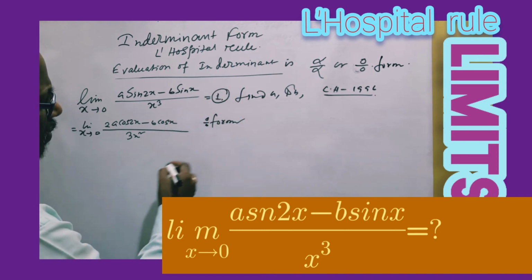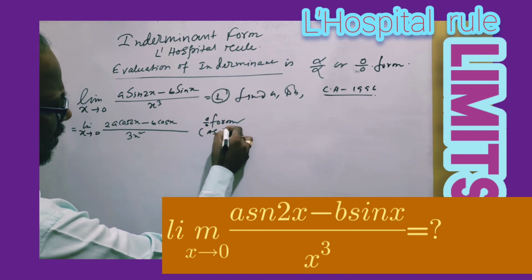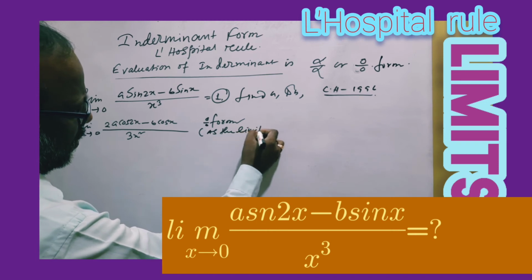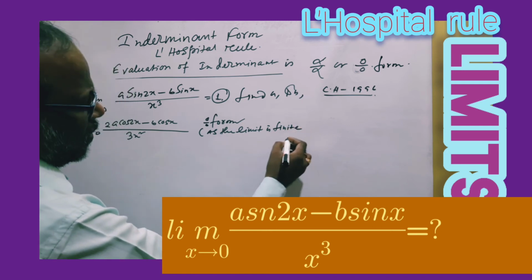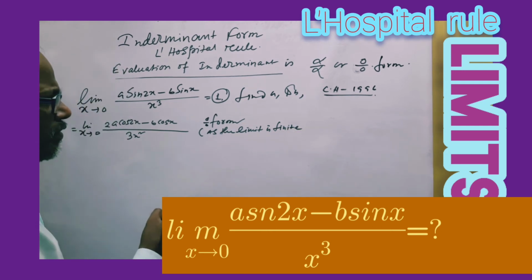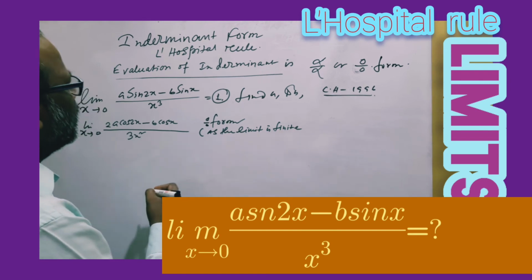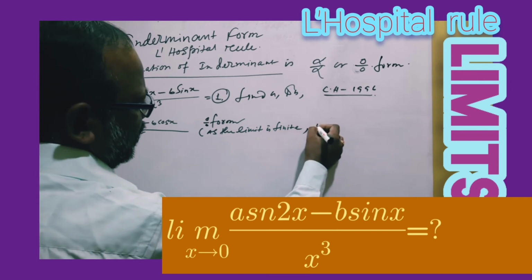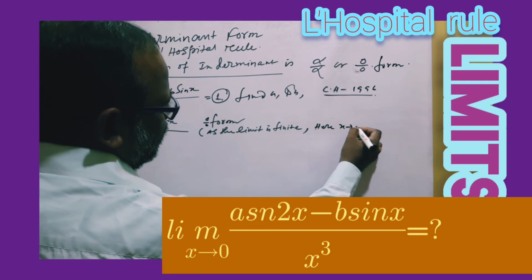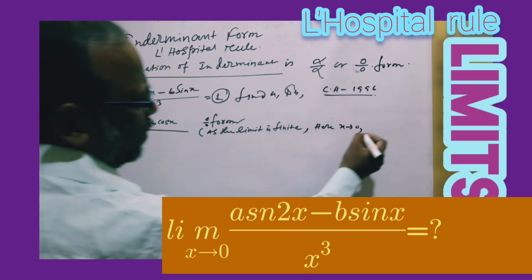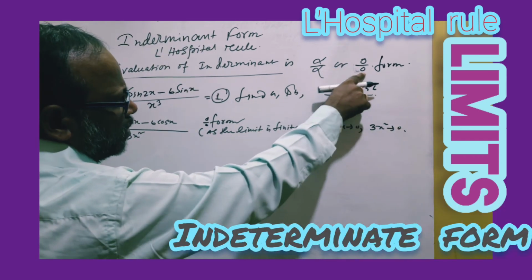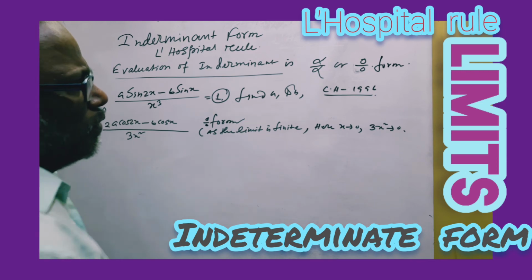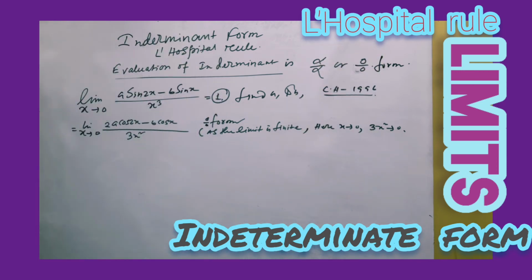As the limit is finite, the value of the limit is finite actually. So here x tends to 0, therefore 3x square tends to 0. Now this is 0 by 0, as the denominator part is 0, so the numerator part also must be 0. Then we get the finite value. So this is 1 here.